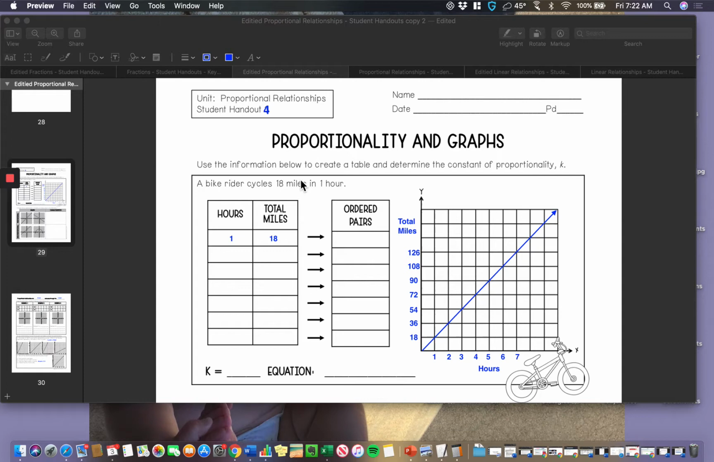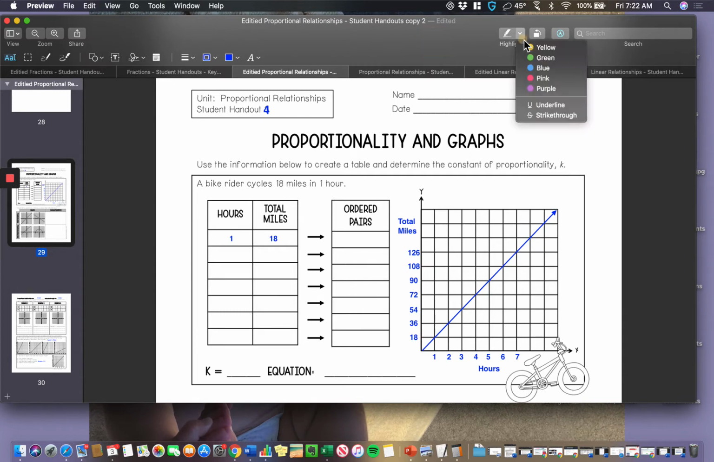Use the information below to create a table to determine the constant of proportionality k. The information they are talking about is that a bike rider cycles 18 miles in 1 hour. So, in 1 hour, he goes a total of 18 miles, which means that my ordered pair is going to be 1 for x and 18 for y.